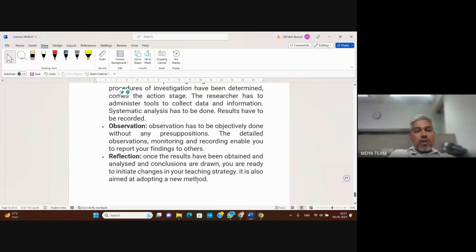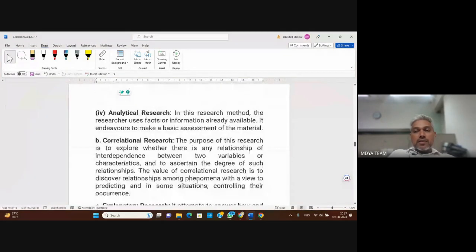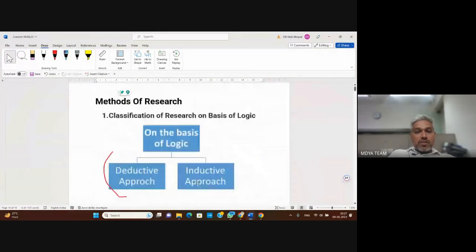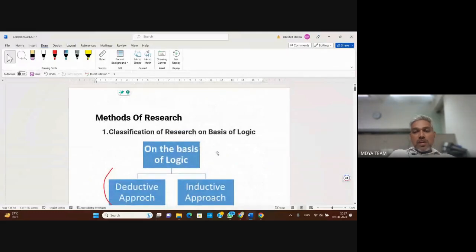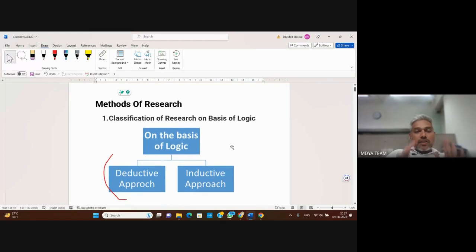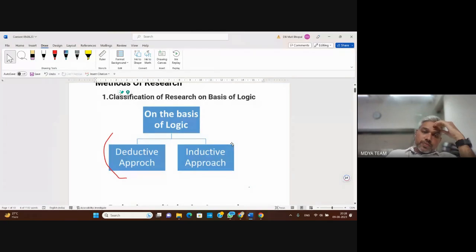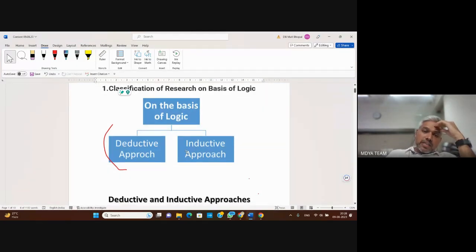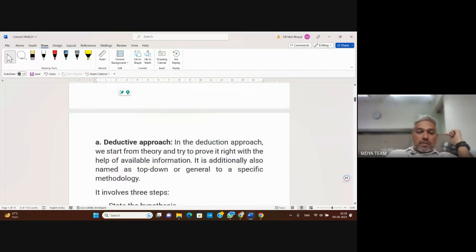So this is all about the research methods. In today's class, we have discussed several topics, and we will review them in a few minutes. First, understand methods of research. Methods are of different types, depending on the basis. And what are the bases? First is logic, and under logic, the deductive and inductive research approaches come, right?